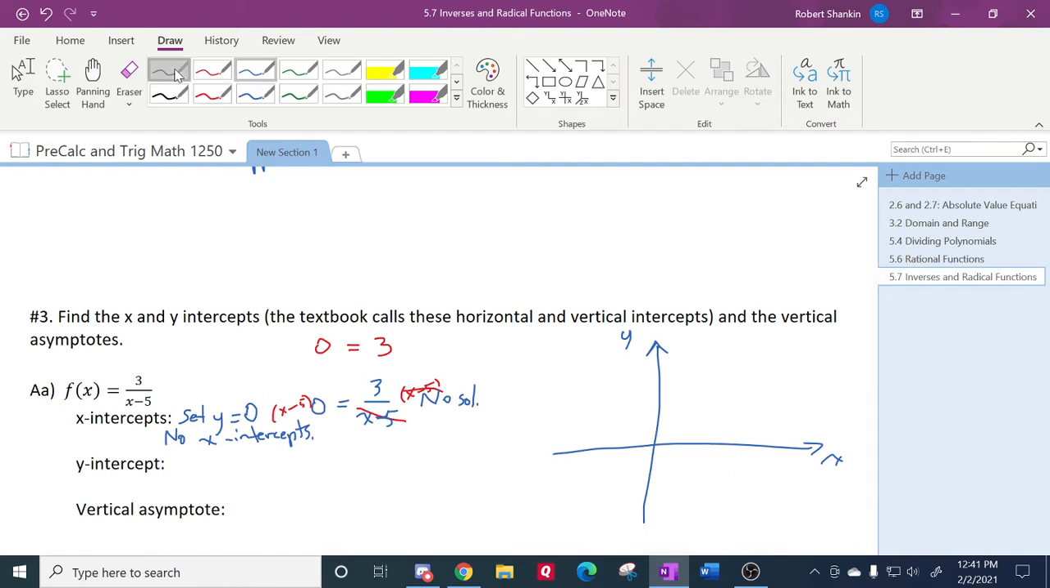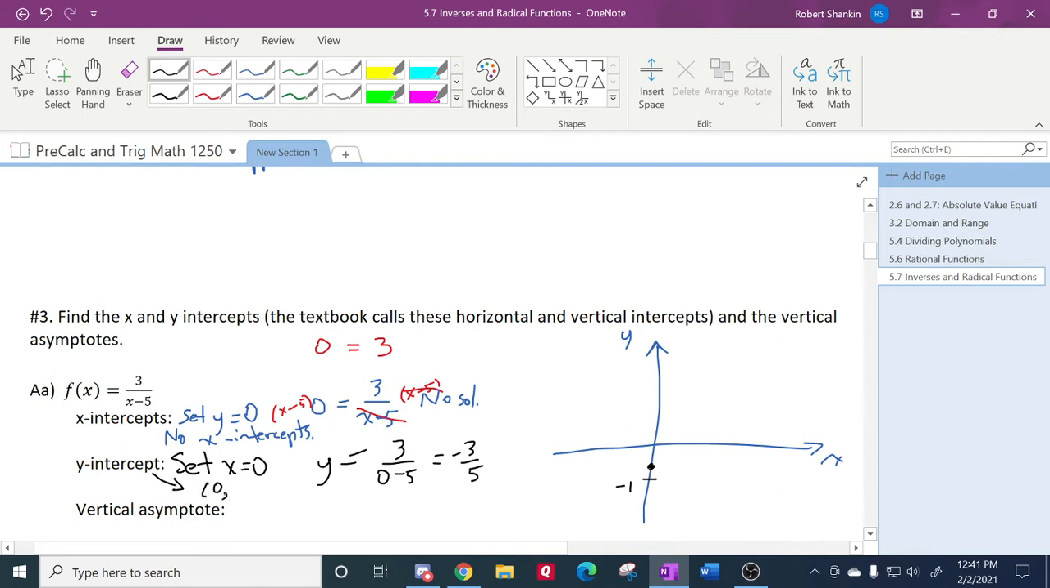For the y-intercept, you set the x equal to 0. And then you're going to get y, or f(x), is equal to 3 over 0 minus 5, which is negative 3/5. So if here's negative 1, negative 3/5 would be somewhere like this. So the y-intercept is really a point in space, (0, negative 3/5).